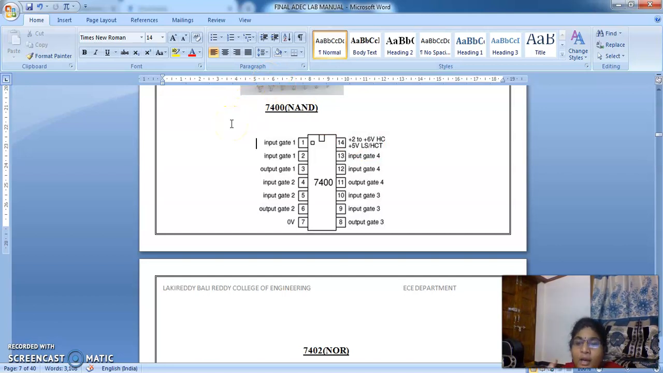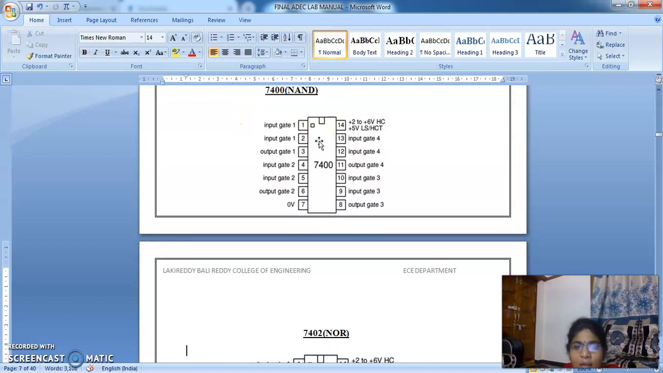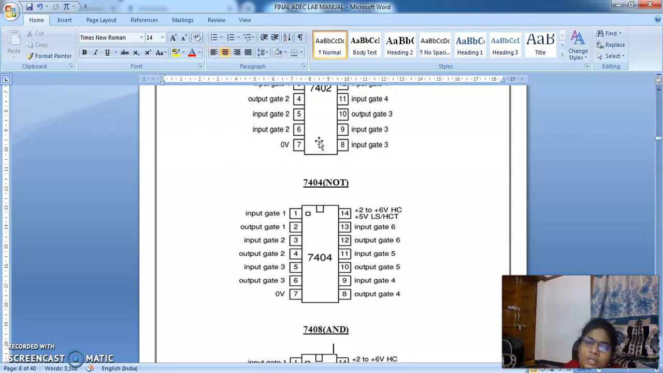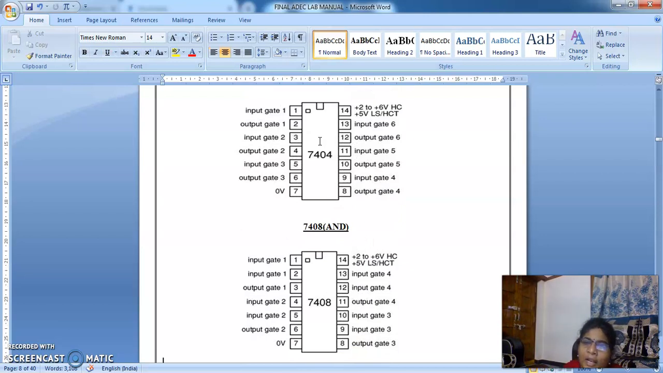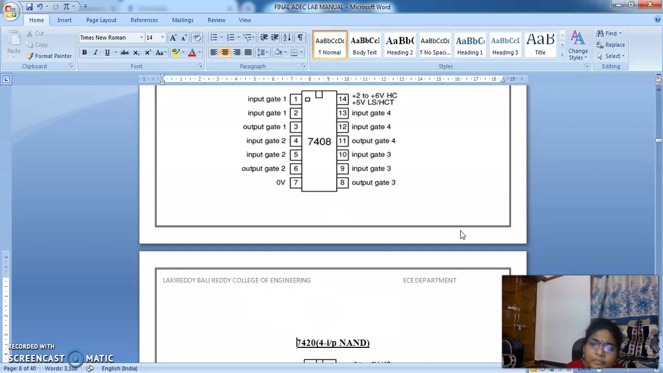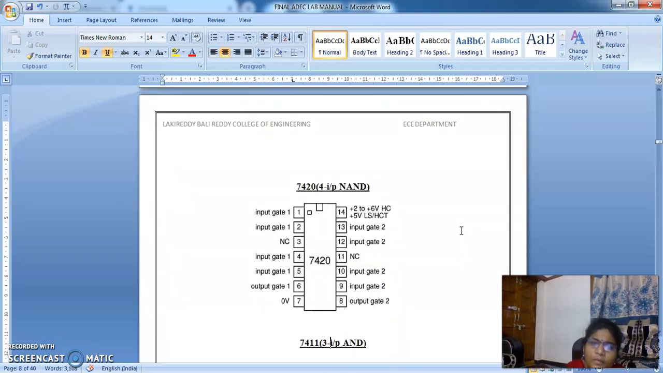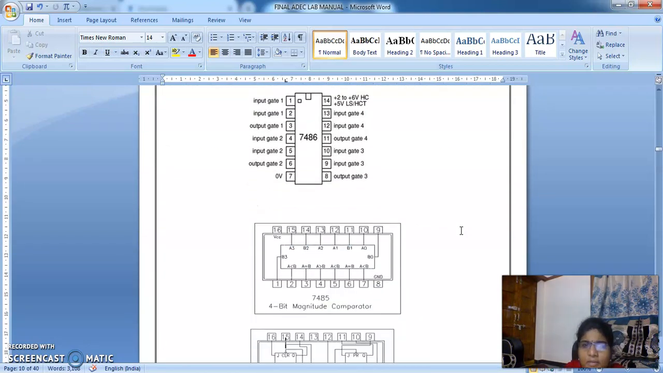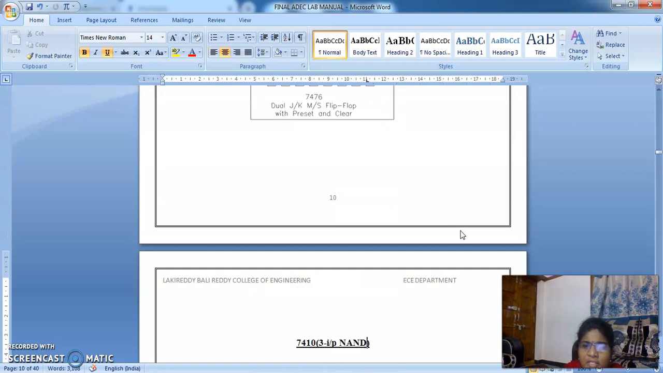Then different ICs are there for different logic gates. 7400 is the NAND gate IC, 7402 is the NOR logic gate, 7404 is the NOT logic gate, 7408 is the AND logic gate. Like that, for each and everything we have different ICs. So this thing you need to learn first. For XOR also we have gates, XNOR also we have gates, similarly for each and everything.